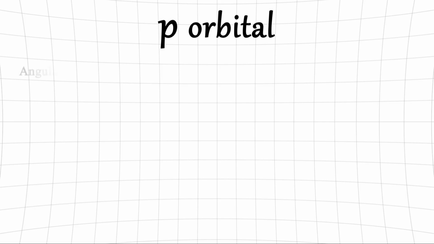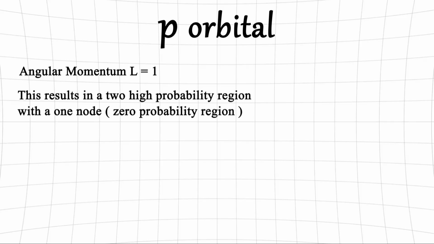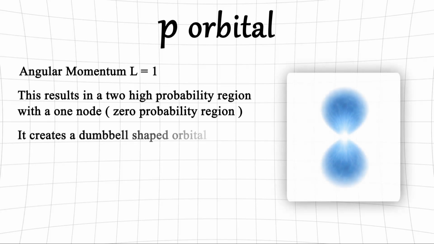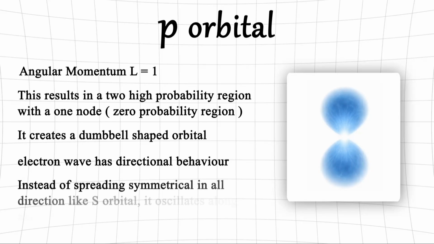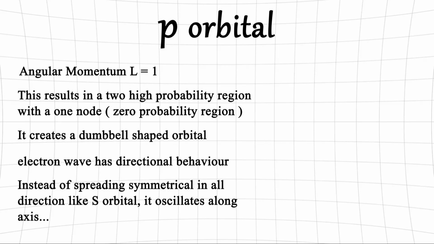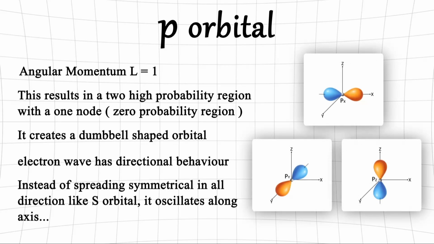Now comes the p orbital. The value of angular momentum for a p orbital is 1. So this creates two regions of high probability with a node, a zero probability region, in between. That's why p orbitals look like dumbbells. Here, the electron wave has directional behavior. Instead of spreading evenly, the wave oscillates along an axis, and because space has three directions, p orbitals have px, py, and pz orbitals. Same shape with different orientations.